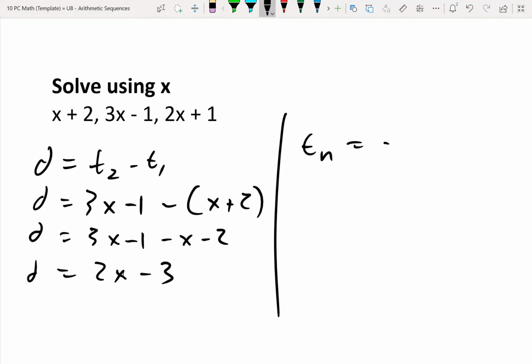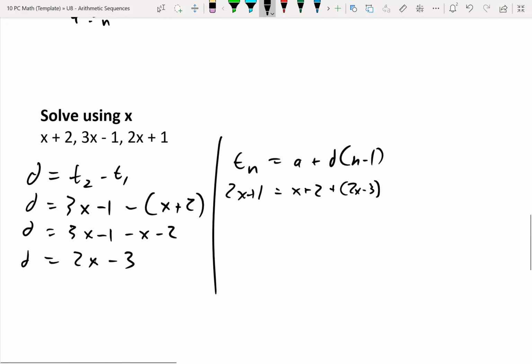Now we can use our second formula, the Tn formula. Okay, a plus d n minus 1. So now let's sub in the numbers. We're going to use this term, the final term. 2x plus 1 equals, a is x plus 2. That's the first term. The difference we found was 2x minus 3. And then we're going to do n minus 1 is 3 terms minus 1, so it's 2.